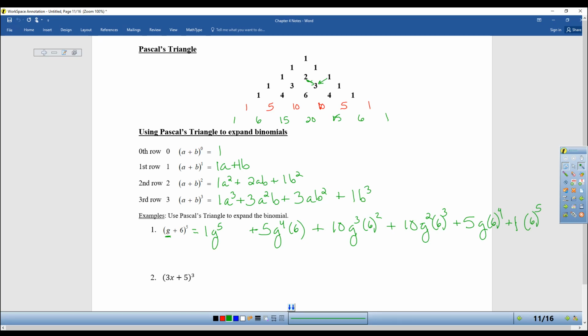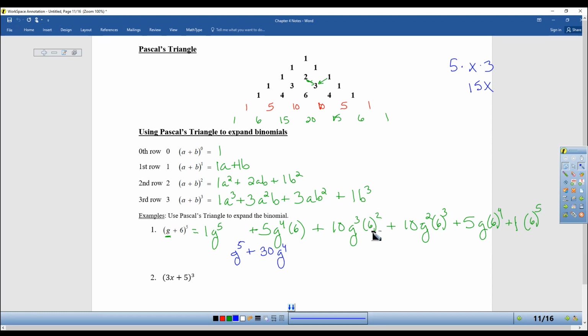Now, you can't leave it that way. We would never leave it that way. You always want to put the whole coefficient in there correctly. So this is going to be g to the 5th plus, and then I'm going to combine these two. Remember, if you have 5 times x times 3, you wouldn't leave it like that. You would change it to 15x. Same is true down here. I'm going to make this 30 g to the 4th.